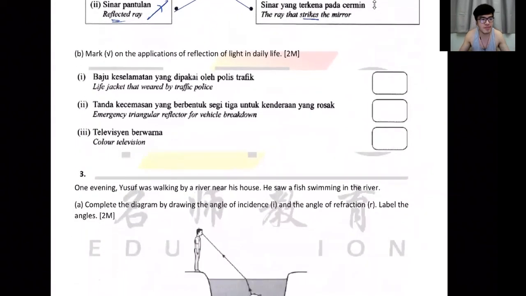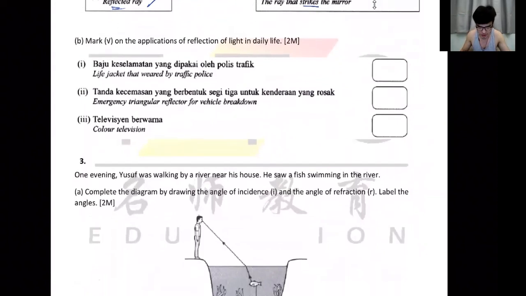Okay, so next B. If I'm going too fast, you slow me down. So hope you are still with me. I know it's holiday. You are not in the mood of studying. I don't blame you.